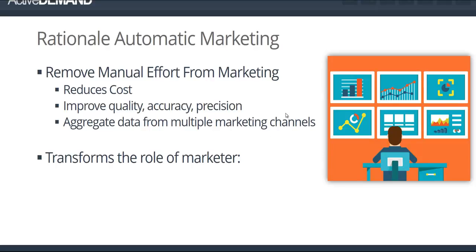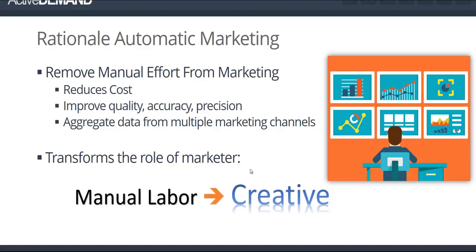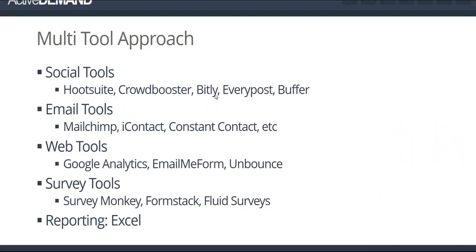Of course, there's no way to remove all the manual labor, but if you're going to be doing manual labor, clearly you want to get the most reuse out of it as possible. Automation is the answer, and it transforms the role of the marketer from that of a laborer to doing what matters most, being creative. Now, there are lots of tools out there to help with the automation process. There are social tools for social media marketing, email tools, web tools, survey tools, etc.